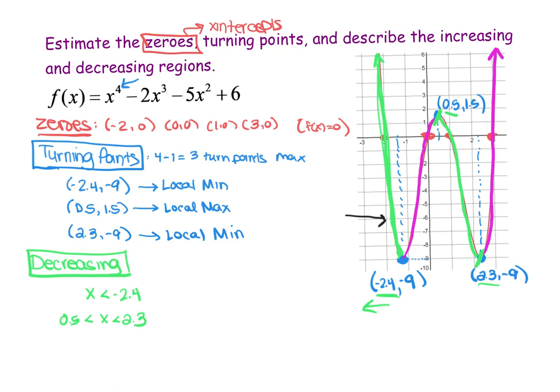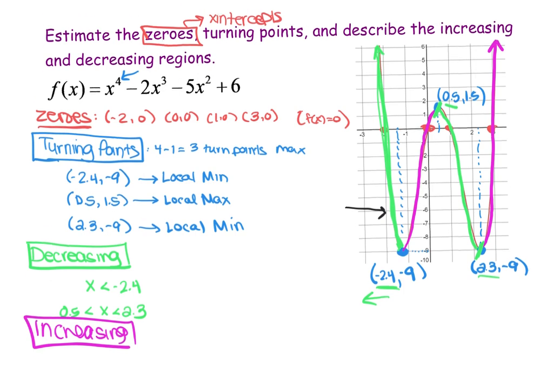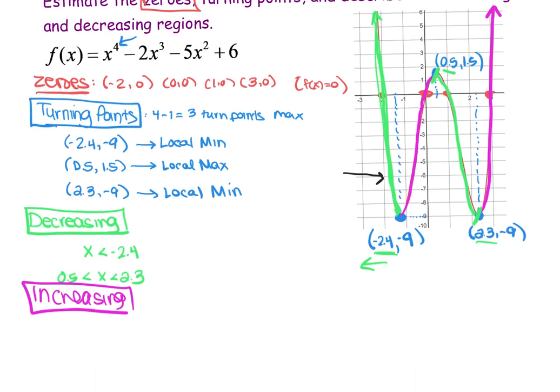And then finally, we need to find our increasing regions. If we do that, we can see we start here when x is negative 2.4, and we go up to when x is 0.5. So it's kind of the opposite of that last one. We're going to have x in the middle, and it's when it is larger than negative 2.4 and goes up to 0.5. And then we can see that it starts again at 2.3 and goes for all eternity. So all of those x values that are greater than 2.3.